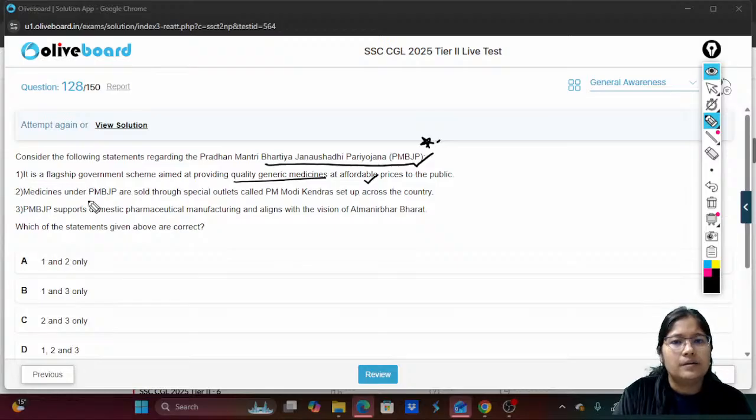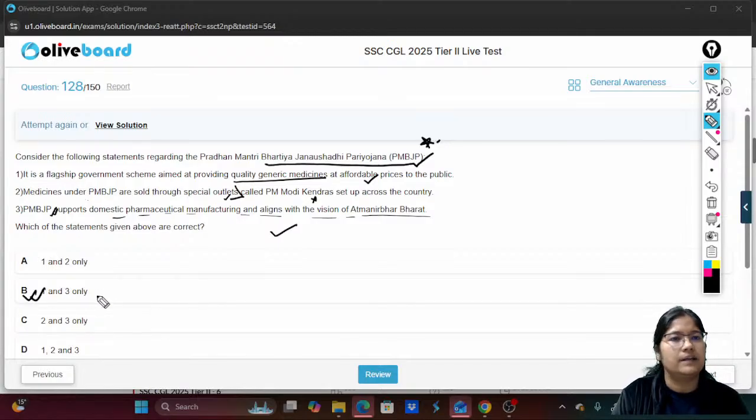Medicines under Pradhan Mantri Jan Aushadhi Pariyojana are sold through special outlets called PM Modi Kendras. Okay. Special outlets, yes, but are they called PM Modi Kendras? Pradhan Mantri Bharatiya Jan Aushadhi Pariyojana supports domestic pharmaceutical manufacturing and aligns with the vision of Atmanirbhar Bharat. So this statement is also correct. So 1 and 3 are correct here and 2 is not correct.